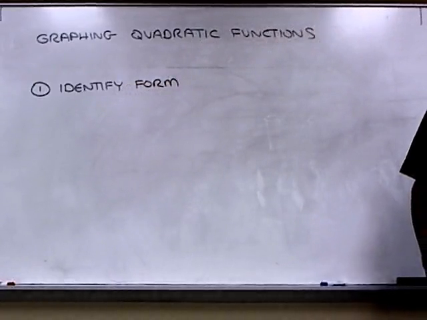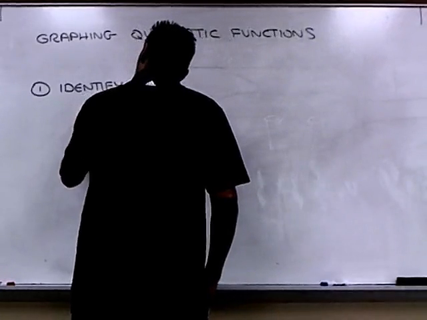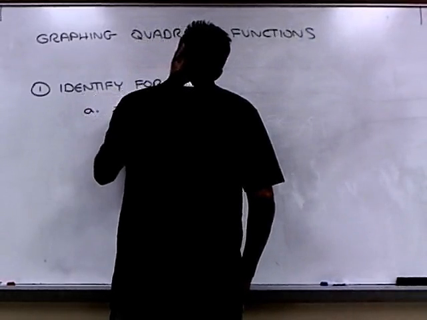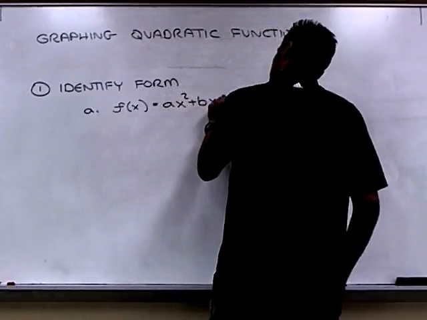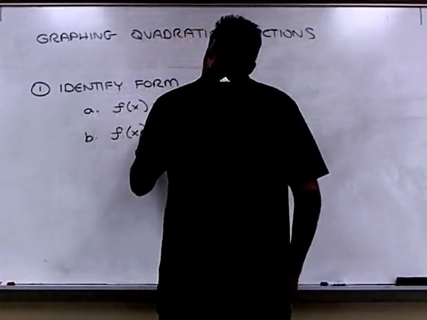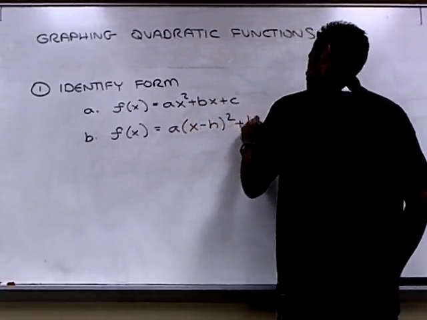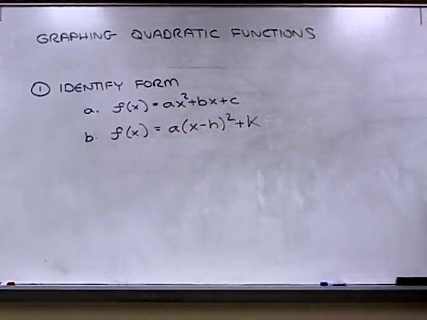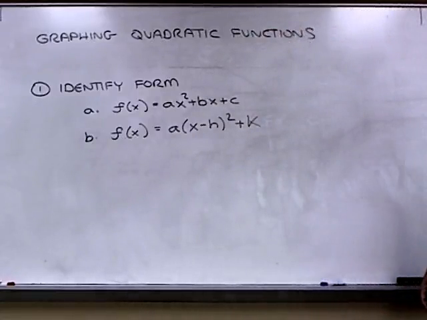Now, I said there were two forms, right? We could have form, we'll call it form A, which would be f of x is ax squared plus bx plus c. And then the other form, it could possibly be, is this one. We've got to know what we're looking at before we start trying to graph it.